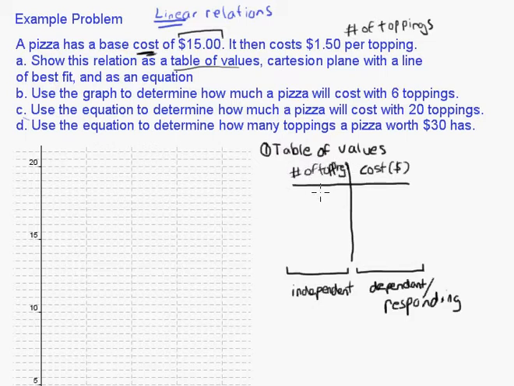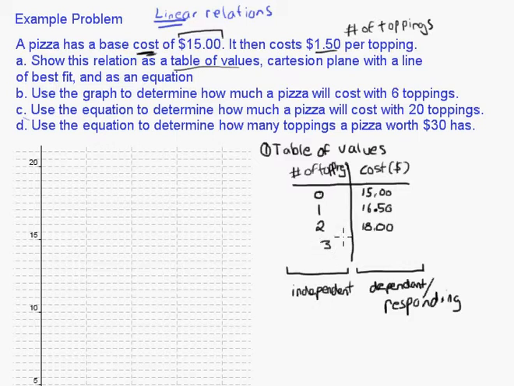If I have 0 toppings, my pizza has a base cost of $15, so it's going to be $15. If I have 1 topping, my pizza costs $1.50 for that topping plus the base cost, so it's going to be $16.50. And if I have 2 toppings, we just add another $1.50, because it's $1.50 for each additional topping, so it's going to be $18.